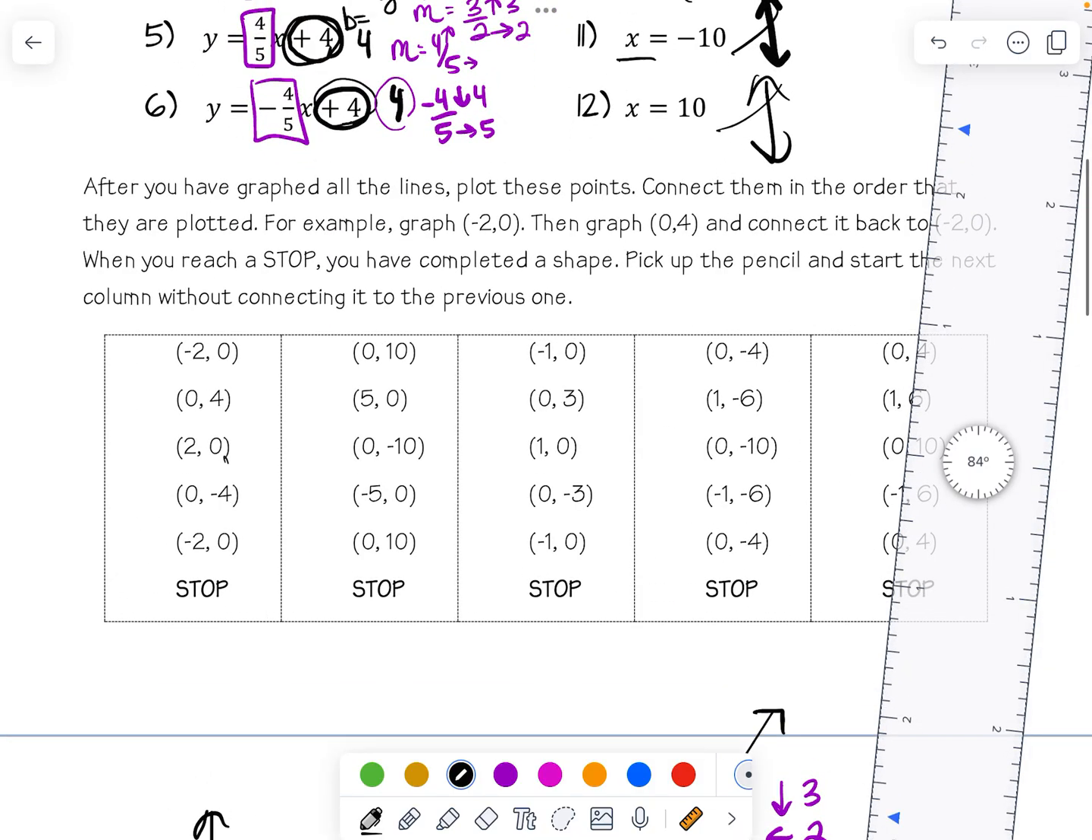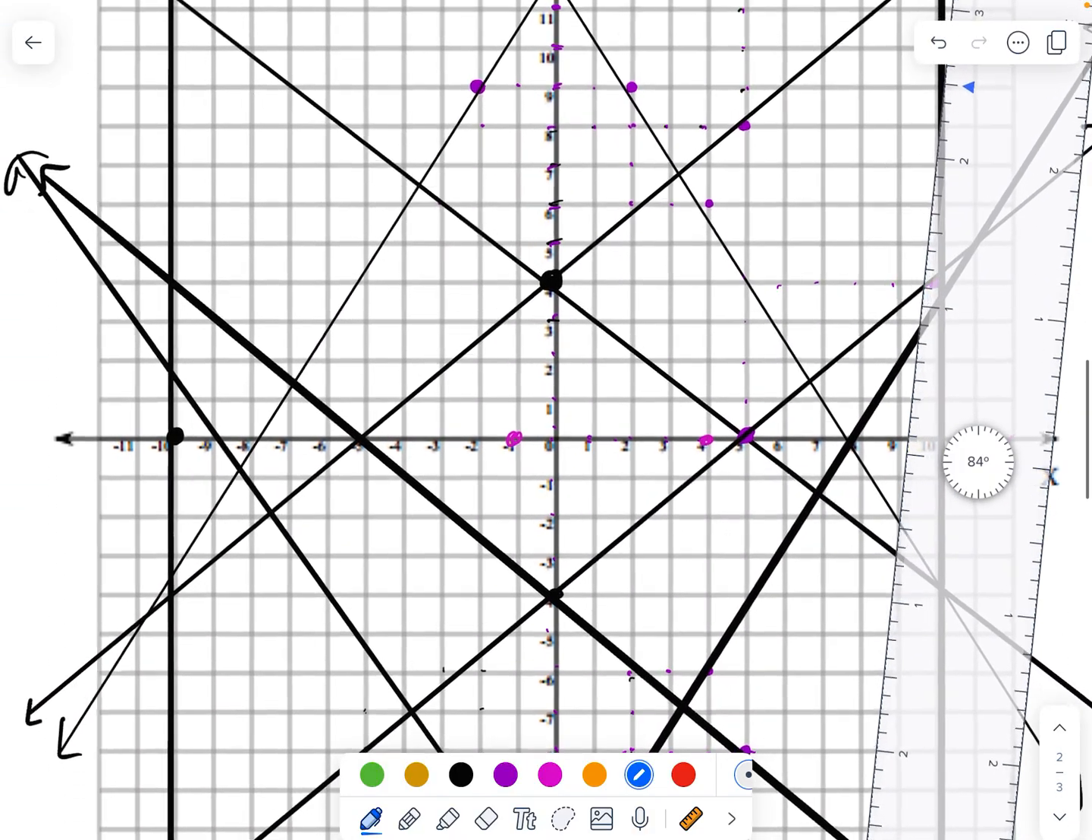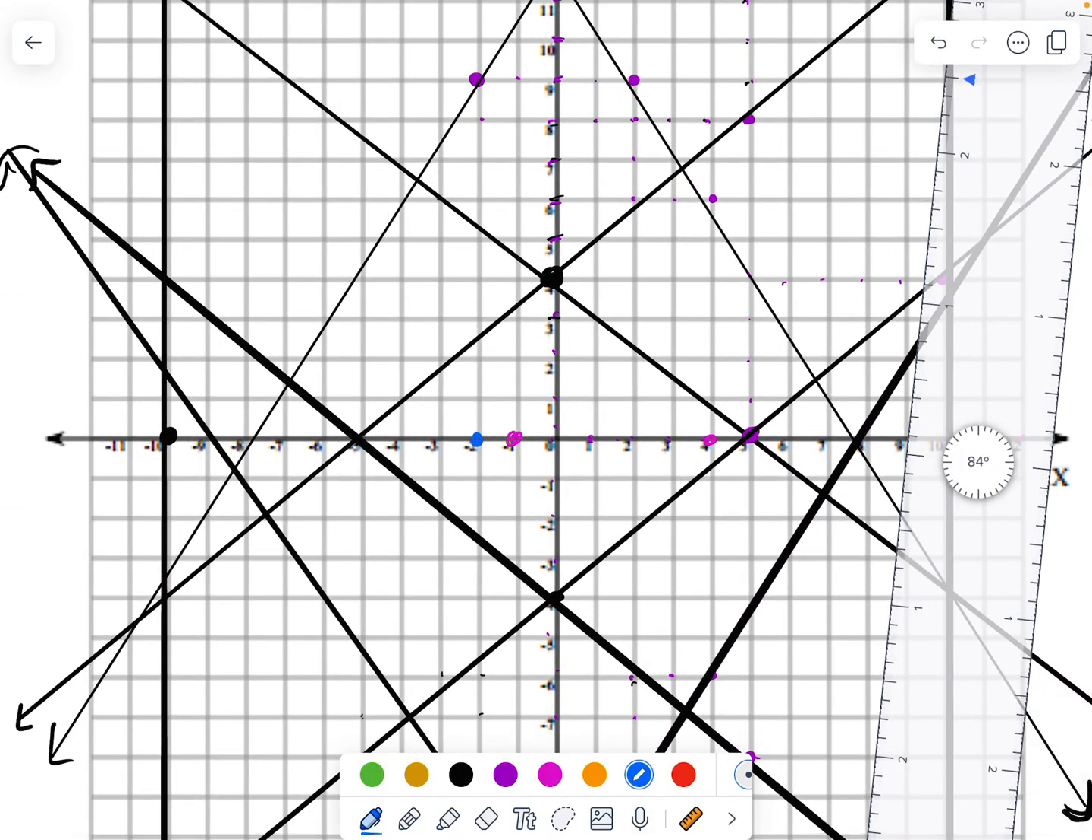The next part is, after you've graphed all the lines, plot the points. Connect them in the order that they're plotted. So, like this one, -2, 0. We're going to connect it to this. I'm going to do those in another color so we can see. I'll go ahead and go blue. So, -2, 0. Let's find that. We always go x first, -2, 0. We don't go anywhere up and down.